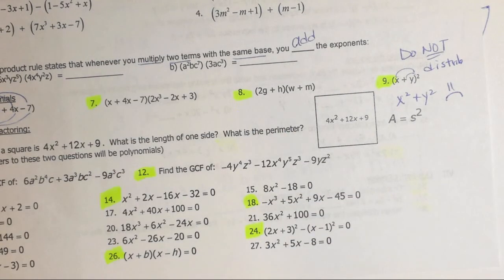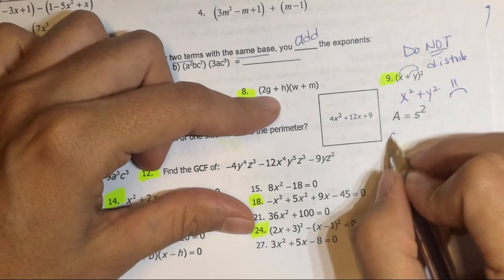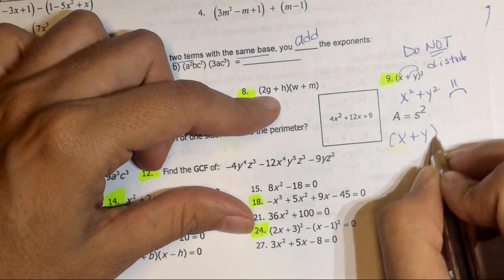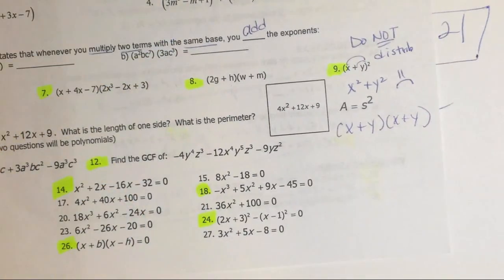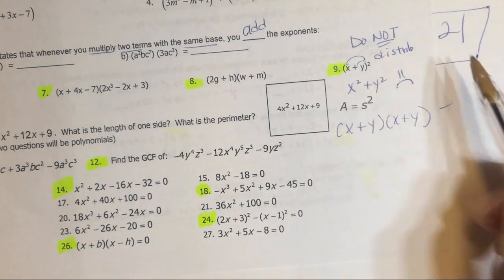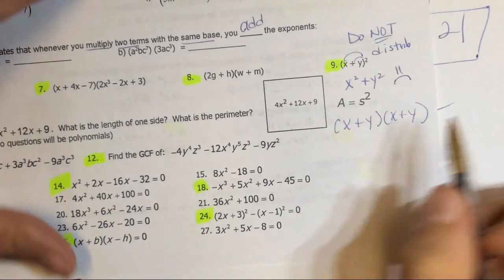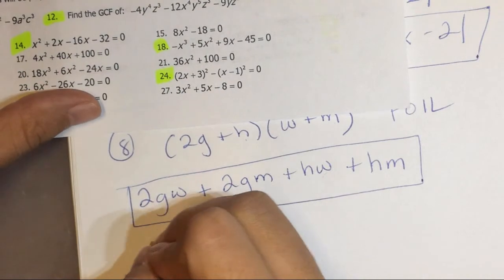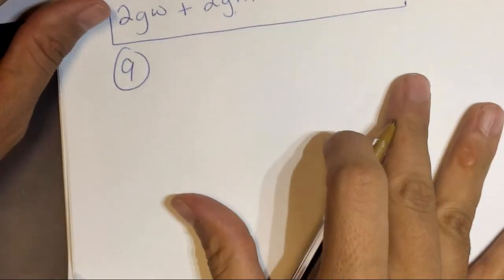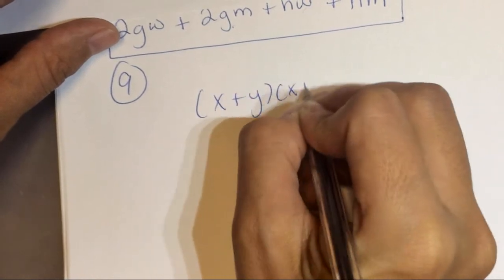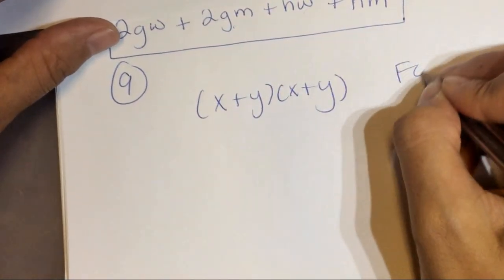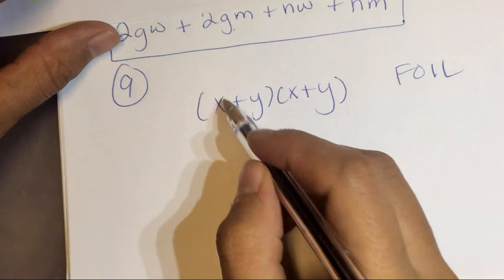Don't do that. So what this means is you have to write this as x plus y times x plus y, just like that. So from here, you're going to have to FOIL. So don't distribute. Make sure you FOIL. So this is number 9. So I'll bring this up a little bit. So you have x plus y times x plus y. So I'm going to do the same thing. I'm going to FOIL.